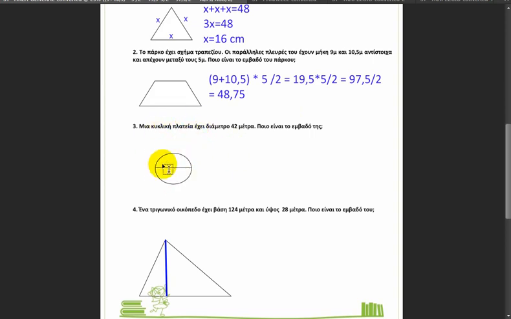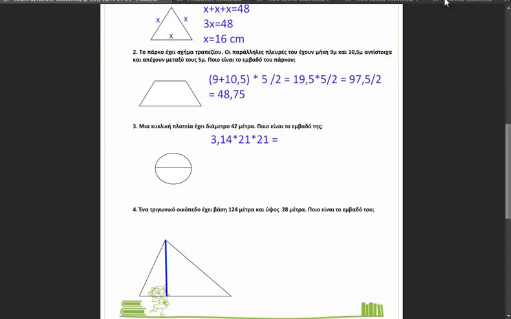Here we have a circle. It has a diameter of 42, meaning its radius is the half of that, so 21. And we need to find its area. If you remember, we talked about this before Easter, about how to find the area of a circle. To find the area, we take pi, so 3.14. We multiply that by the radius, which in this case is 21, and whatever we find, we multiply that by the radius again, so 21 again.